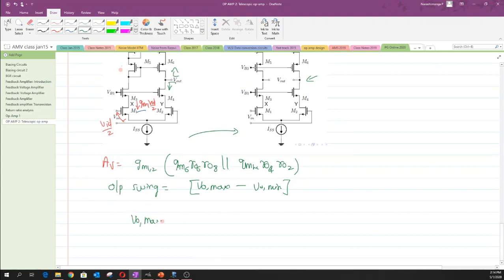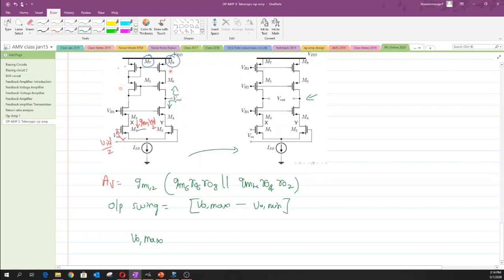So the VO max has to ensure that there is a minimum drop across the drain and source of M8 and the drain and source of M6, and those values are basically VOV8 and VOV6. So one could write that the value of this VO max is equal to VDD minus VOV8 minus VOV6, and the expression of this VO minimum has to do the same, like it is VOV4 plus VOV2 plus the minimum drop across this current source, which is VCS. Okay, so plug these expressions into this output swing expression and you would get the answer for it.